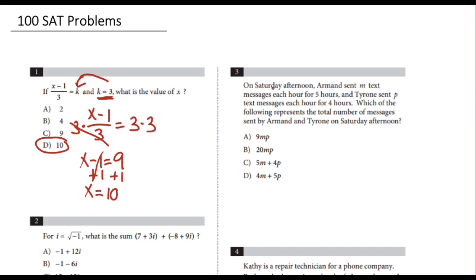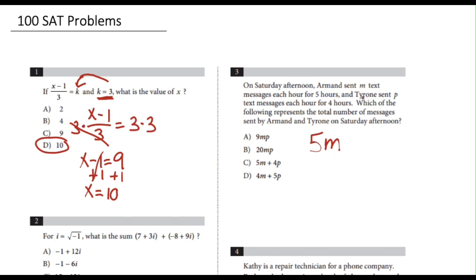Number 3, on Saturday afternoon, Armand sent M text messages each hour for 5 hours, and Tyrone sent P text messages each hour for 4 hours. Which of the following represents the total number of messages sent by Armand and Tyrone on Saturday afternoon? It says that Armand sent M text messages each hour for 5 hours. To figure out how many text messages Armand sent, we're going to multiply the number of messages per hour by the number of hours that he sent them for.